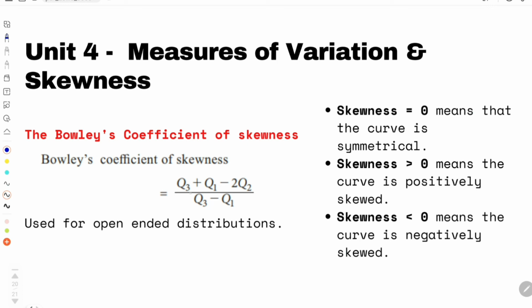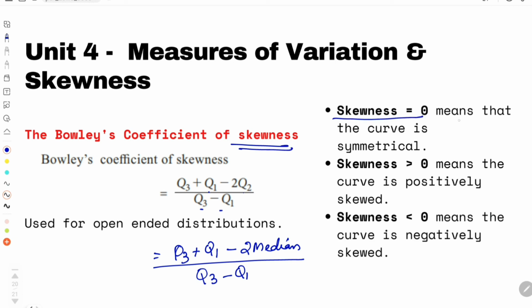calculated through the use of quartiles. So it is third quartile plus first quartile minus 2 times the second quartile, the whole divided by third quartile minus first quartile. Another formula is third quartile plus the first quartile minus 2 times the median, divided by third quartile minus first quartile. Whichever measure we are using for finding out the skewness, if the skewness is 0, it means the curve is symmetrical. Greater than 0 skewness means it is positively skewed, and less than 0 means it is negatively skewed.